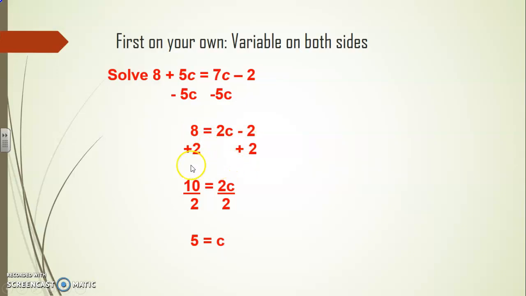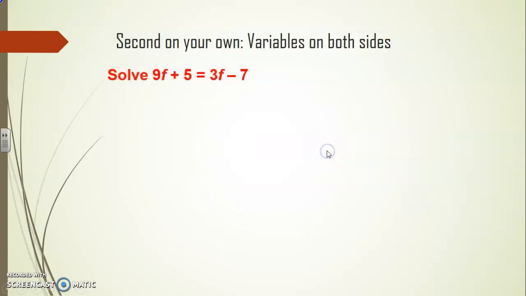So I want to get the constants on the opposite side of the equal sign, and I have 10 equals 2 times a number. So my final answer is 5 is c. We should be pretty good at this by now. You guys are probably all thinking to yourself, this is super easy, I hope. So one more example, double check that you've got this under control.